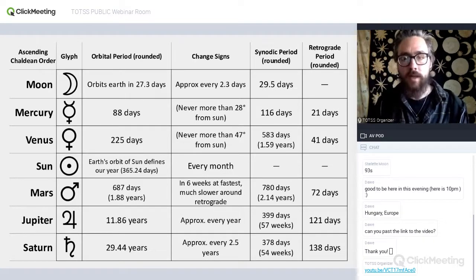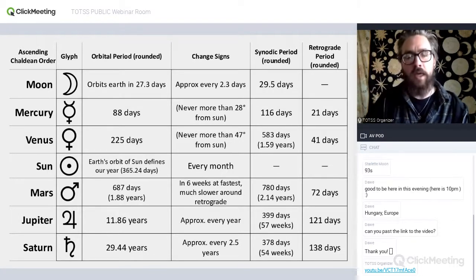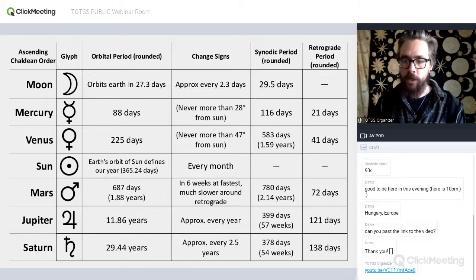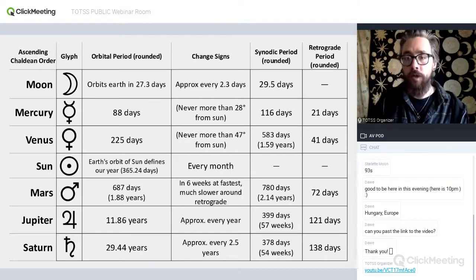All right, and then Saturn takes about 30 years to go around the sun, which means that Saturn changes signs of the zodiac approximately every 2.5 years. Again, slightly complicated because of retrogrades. He can leave a sign and then come back in again. And now with Jupiter and Saturn, because they're so much slower than the sun, their synodic period is really the sun going around and catching up to them. So both of their synodic periods are just a little bit longer than our year, and they're both retrograde for about a third of the year.